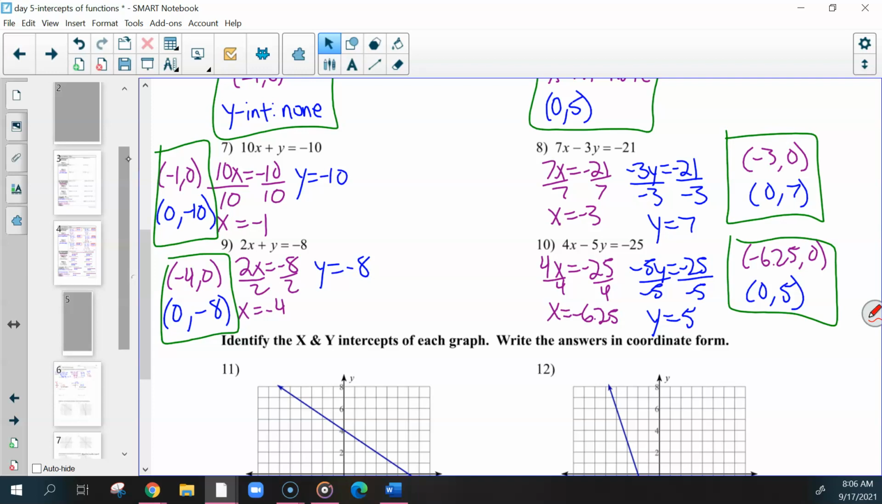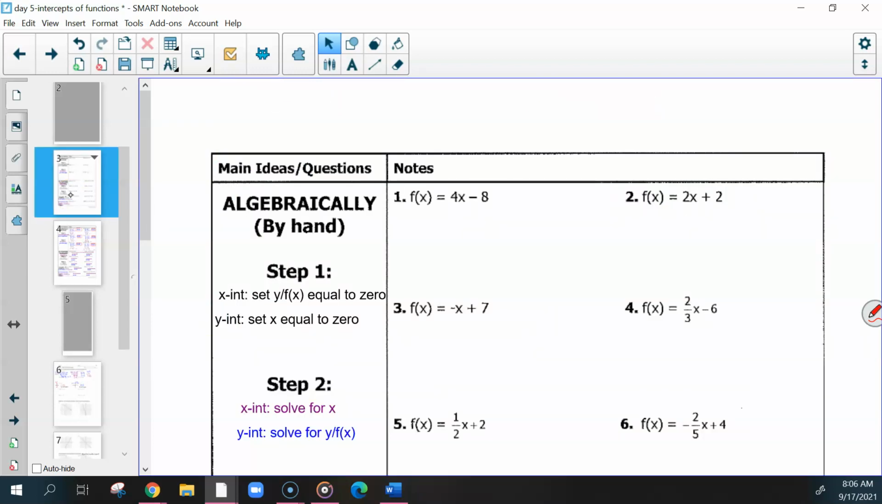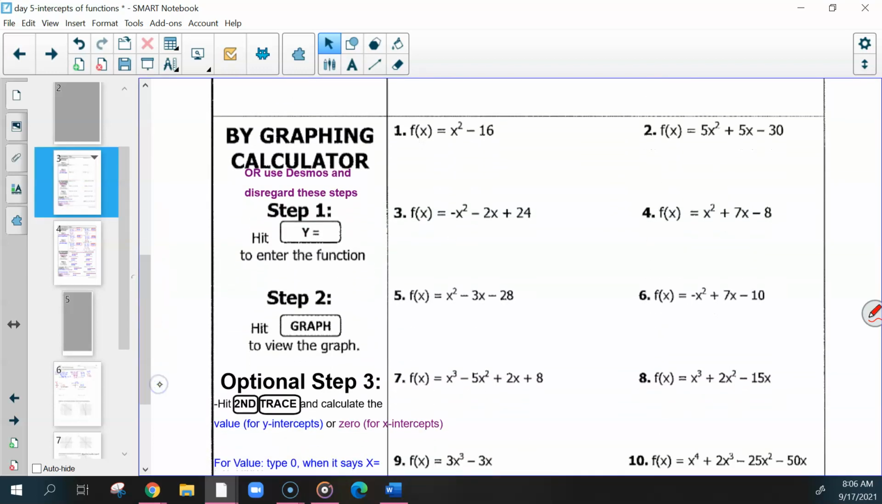I'm going to go back to the graphing page. I don't have my computer calculator yet, but you're not going to get questions like this on the quiz or test. If you had to practice or if you wanted to check yourself, this would be a good way to do it. If you had the calculator, go into the y equals, put in your equation, look at the graph, find your x and y intercepts that way.